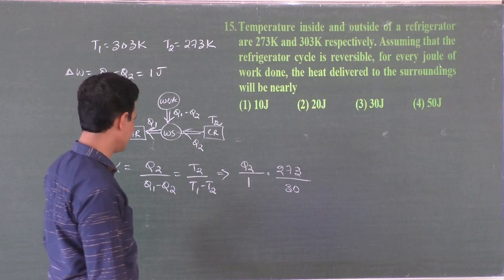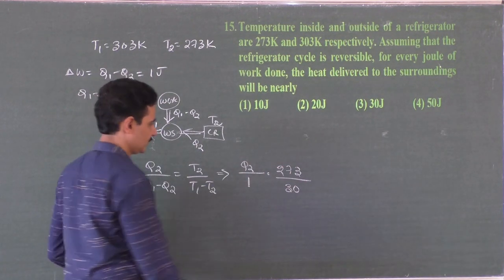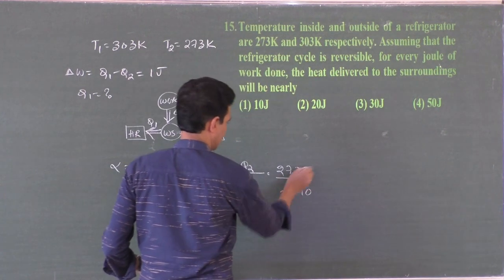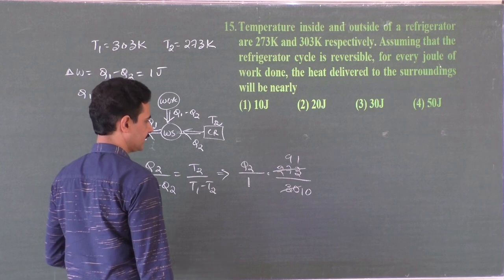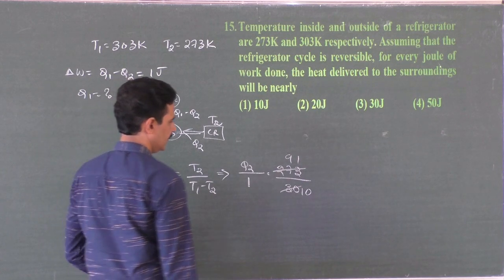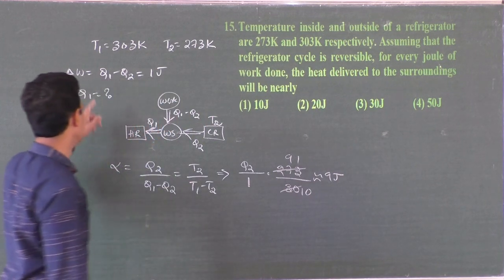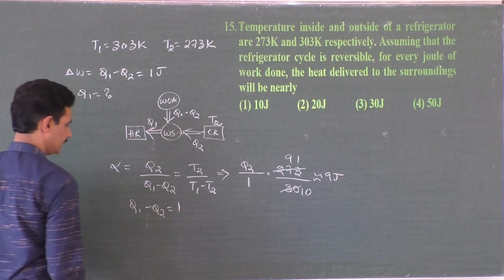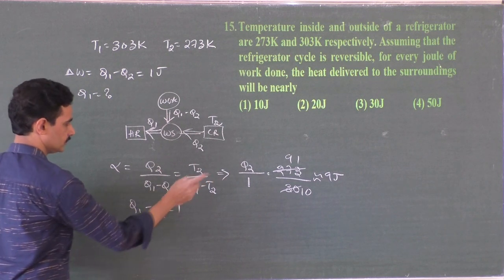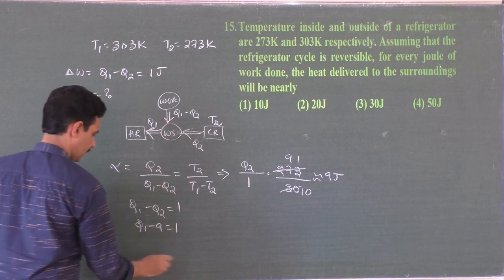Sometimes it happens. So Q2 by 1 joule is 273 by 30, which is almost equal to 9 joules. Now substitute it here. Q1 minus Q2 is equal to 1, but we have got Q2 as 9. Now Q1 minus 9 is equal to 1.